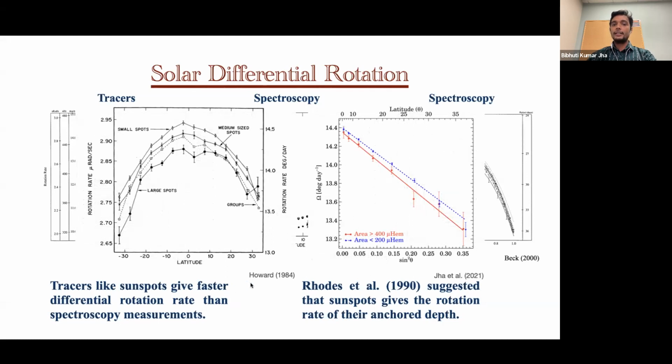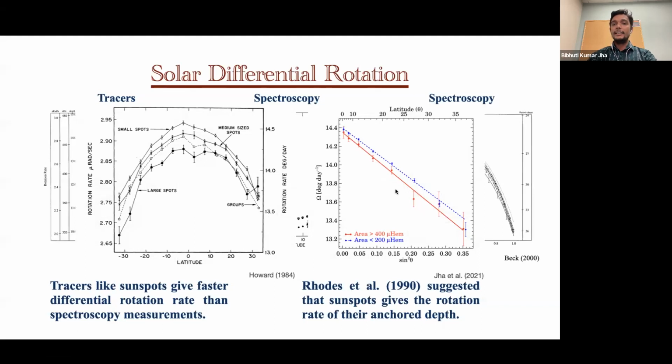which was first discovered by Howard. So if you use the different sizes of the sunspot to measure the solar differential rotation, you will get a different rotation rate. A similar result has also been seen from the Kodaikanal Solar Observatory data in one of my works, where I have noticed that if you use the bigger sunspots to measure the solar differential rotation, you will get the slower rotation rate.